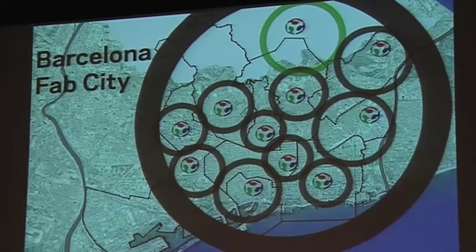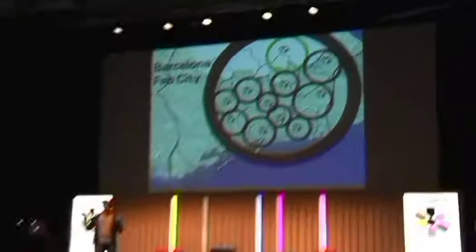So the idea is that we shift from the model that we have right now, what some people call the DICO model, that is product in, trash out. It means that everything that we produce in the city is trash, which comes from the consumption of things that we import from the other part of the world.